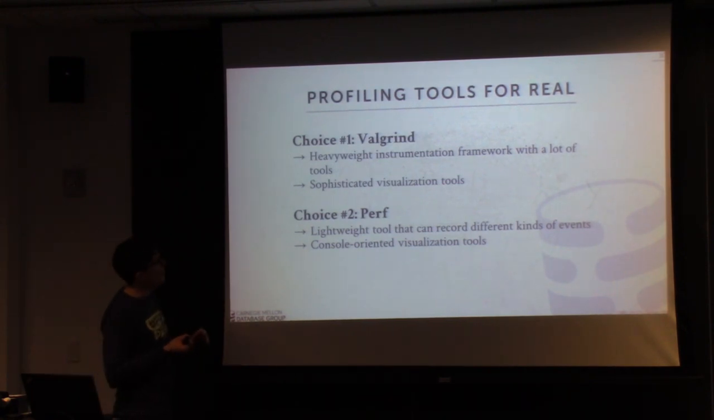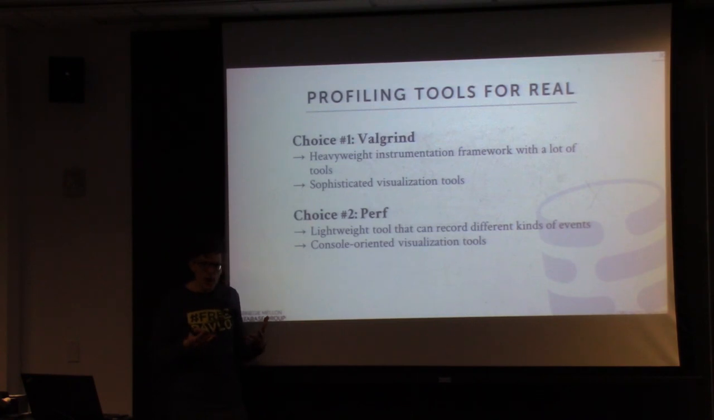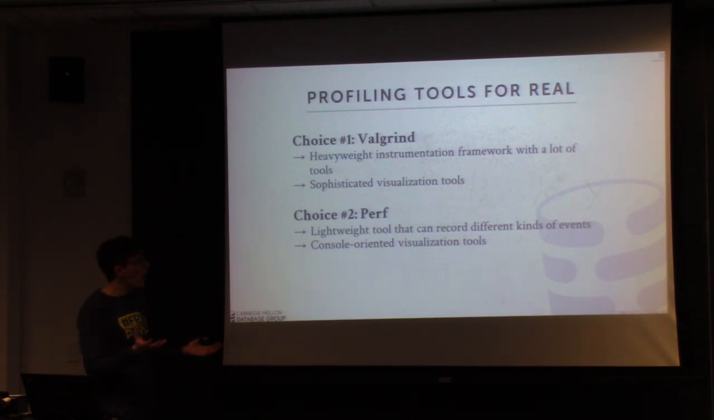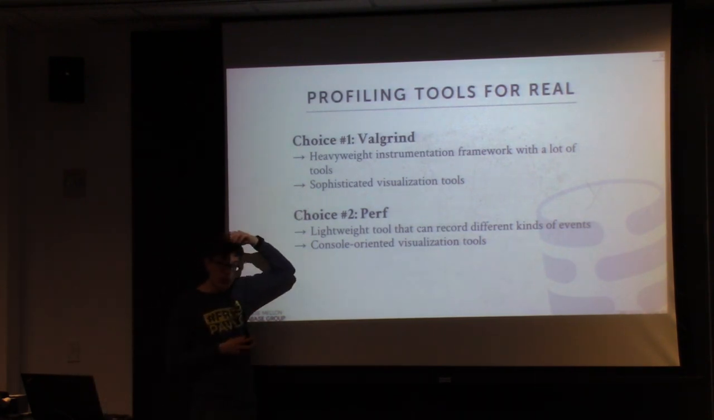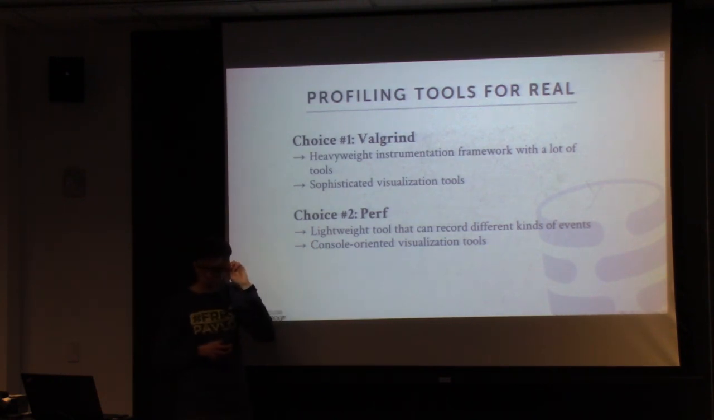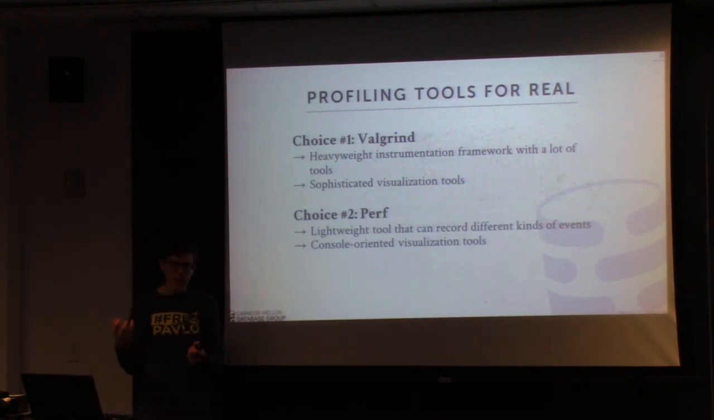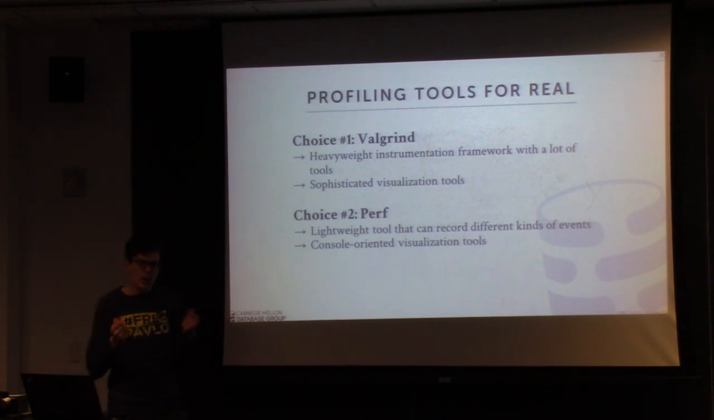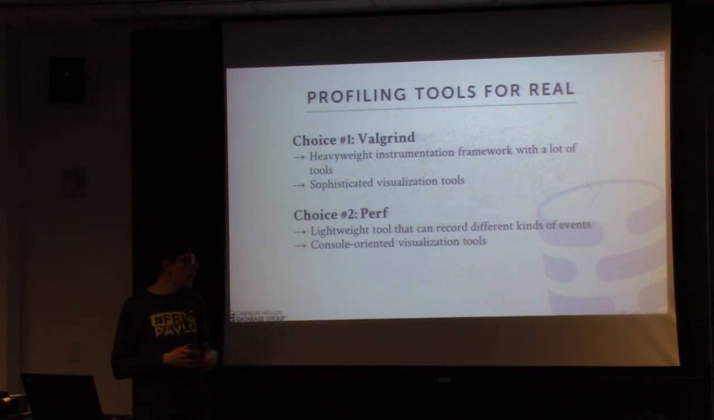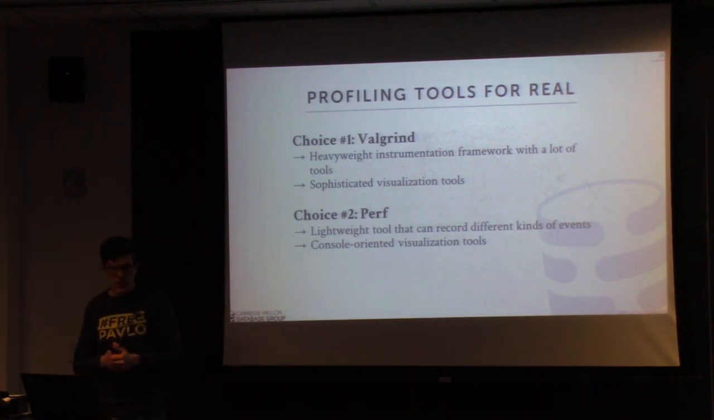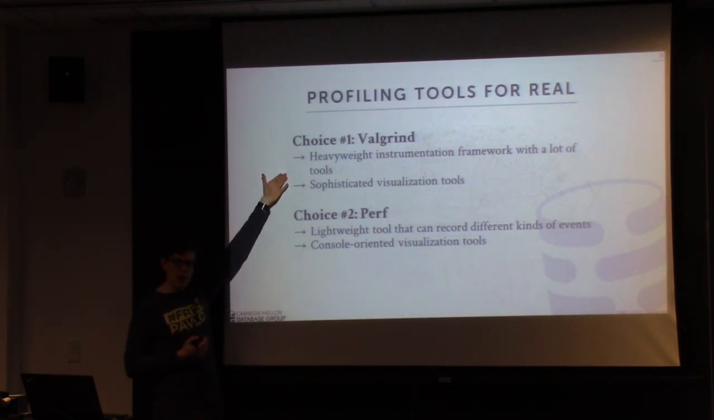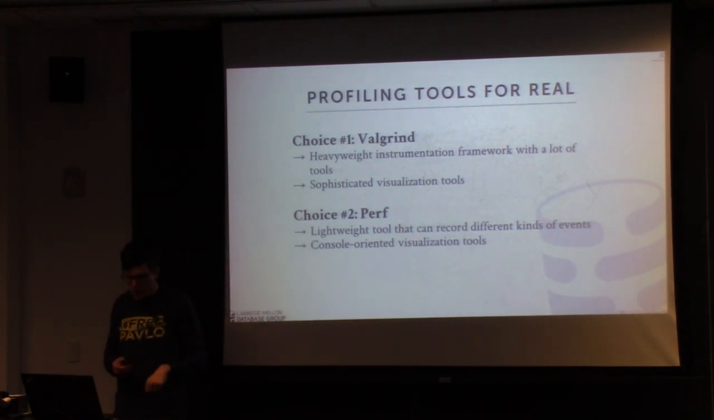But Valgrind is essentially like a virtual machine where it's going to run your program with a bunch of instrumentation to record everything that it's possibly doing. The nice thing about it is it has nice visualization tools to show you where you're spending all your time. Perf is much more lightweight. The way it works is it enables these hardware performance counters that the Linux kernel provides, and keeps track of them while running your application. I'll show what it looks like. It has a console-oriented tool to show you where you're spending all your time. In general, in my opinion, I prefer running Valgrind or Callgrind. Perf is sometimes good to get quick numbers.